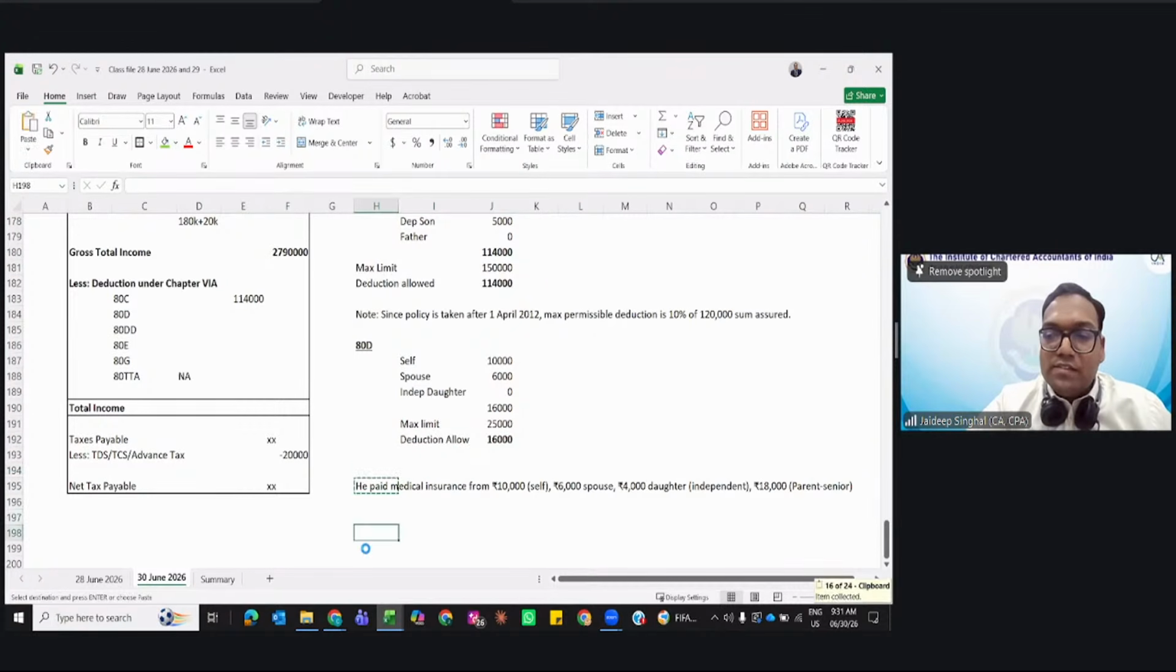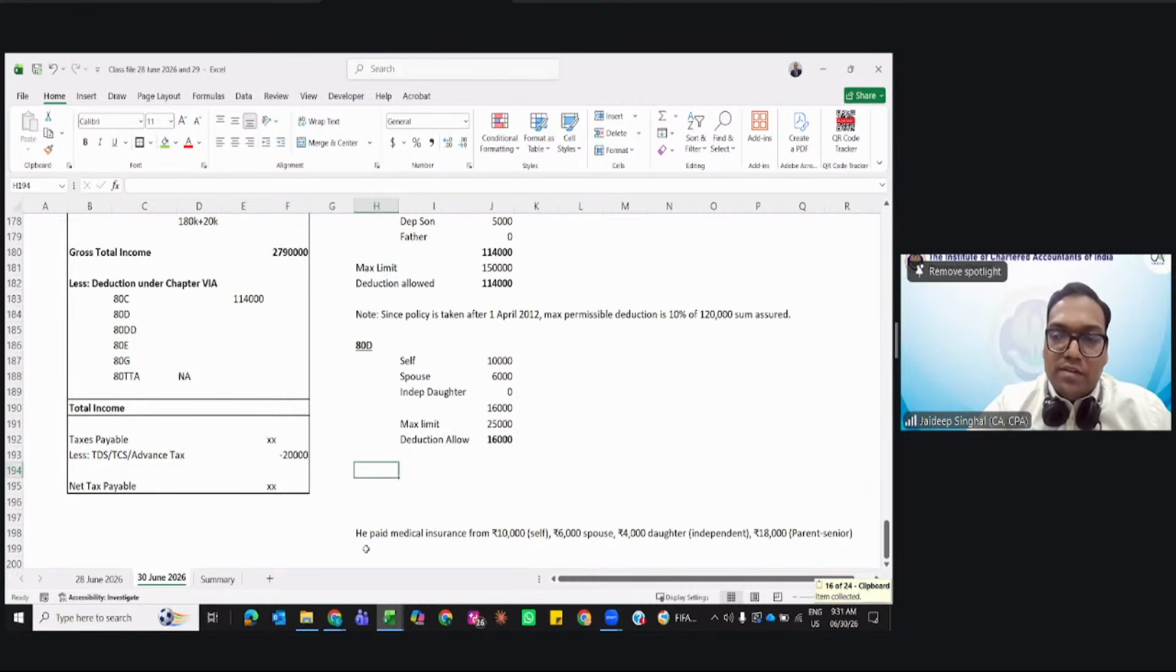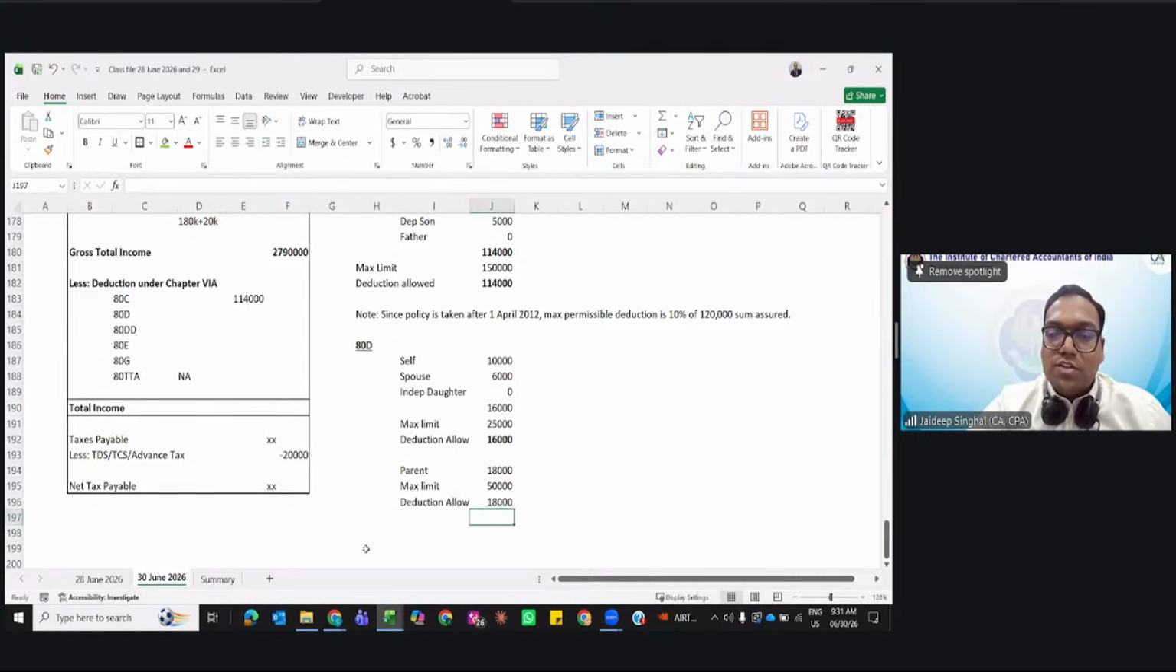Next, for the parents, who are senior, paid 18,000. What is the maximum allowed? 50,000. How much deduction is allowed? 18,000. So how much deduction in total is allowed? 16 plus 18, 34,000. So it will be 34,000 here. This way, all your calculations will not be messy. You're solving it in the working notes.